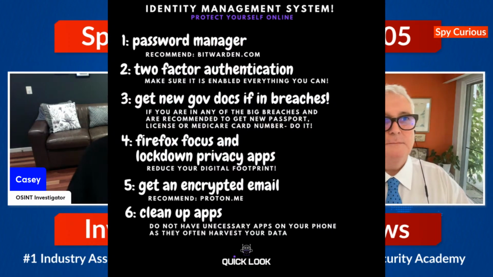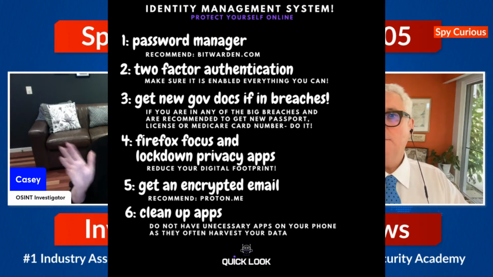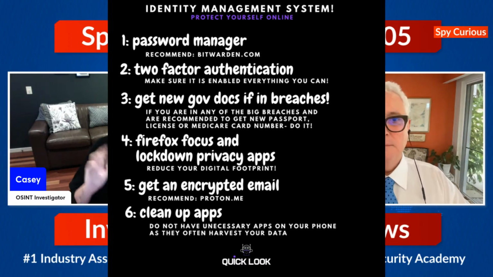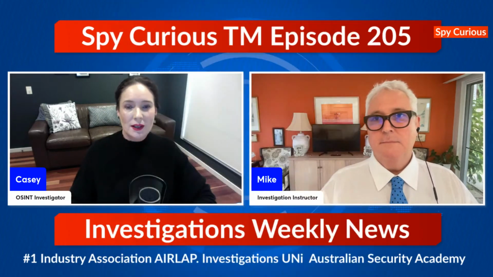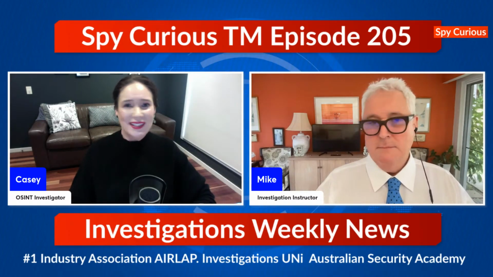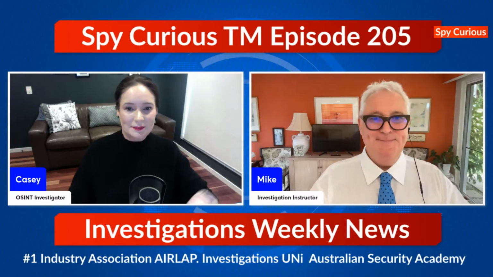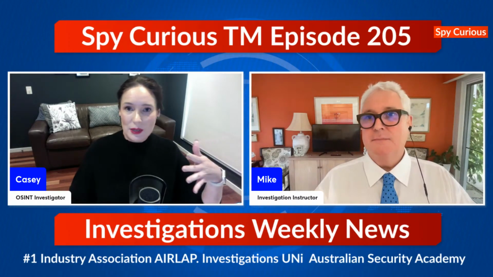Number 3, get new government documentation if you were in the recent breaches. So a lot of people were in, I forgot, Latitude, and there was a big insurance company that was breached, so Medicare card numbers were revealed, license numbers were revealed in Latitude, passport numbers have been revealed in another one. Phone company. Yes, there's so many breaches lately.